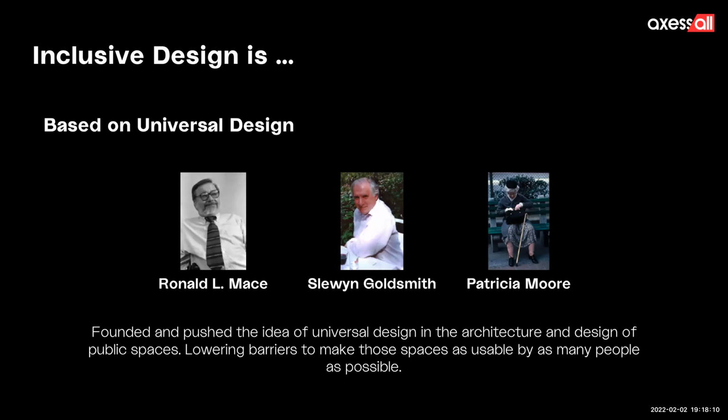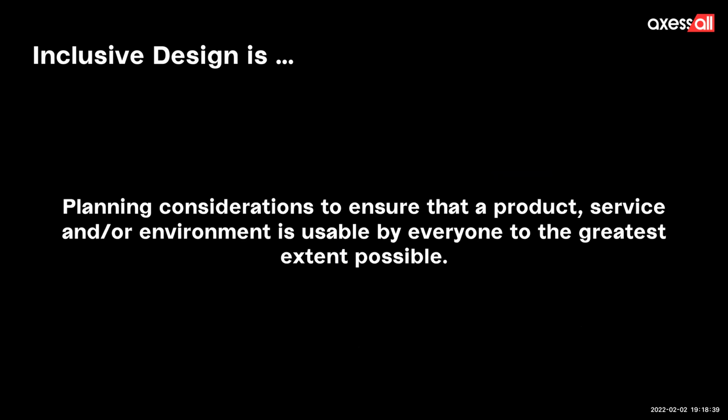Their definition of universal design is about the architecture and design of public spaces, lowering barriers to make those spaces as usable as possible by as many people as possible. So that was the main idea: that the spaces and the built environment need to be accessible and usable by as many people as possible. That was the main idea behind their definition.